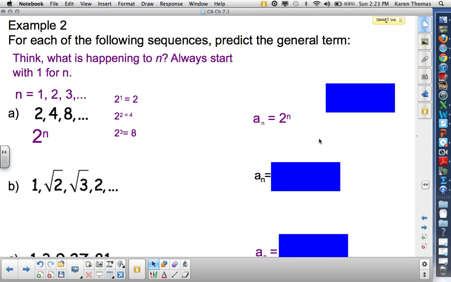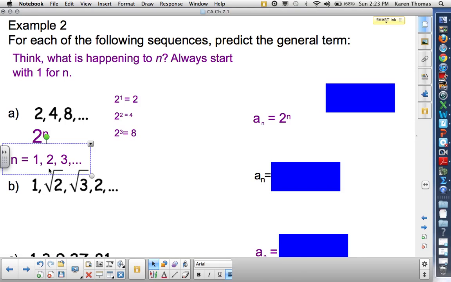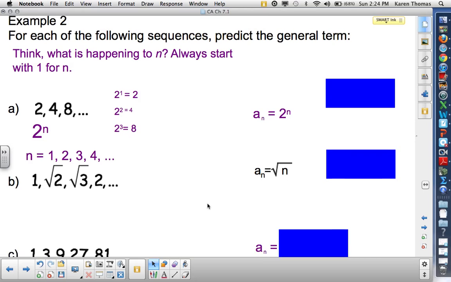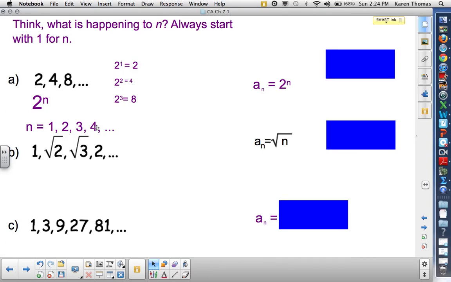Hopefully I haven't confused you too much. Let's go ahead and look at this next one. What is happening to n? Remember, n starts with 1. I have 4 terms this time. And I'm thinking that I'm just taking the square root of n each time. So I'm going to write my general term for this one: a sub n is equal to the square root of n. That one was pretty easy.